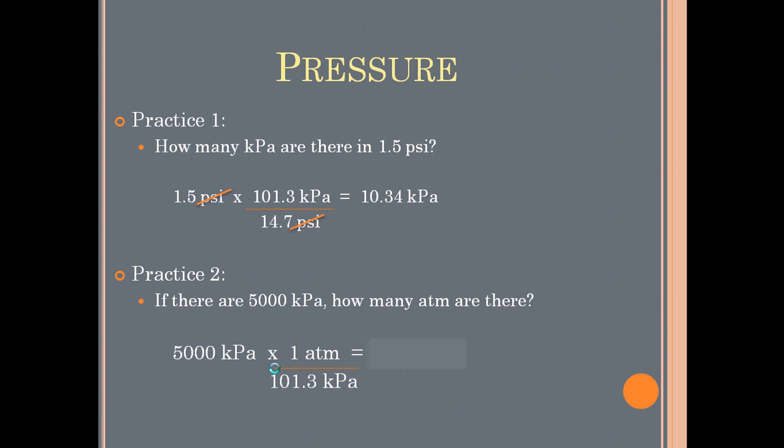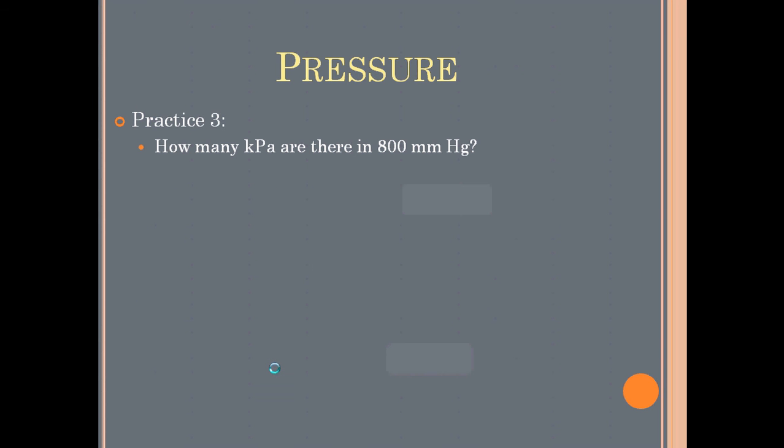Number 3. How many kilopascals are there in 800 millimeters of mercury? Well, 800 millimeters of mercury times 101.3 kilopascals divided by 760 millimeters of mercury. First you cross out the millimeters of mercury on both, then multiply across and divide, which gets you 106.63 kilopascals.